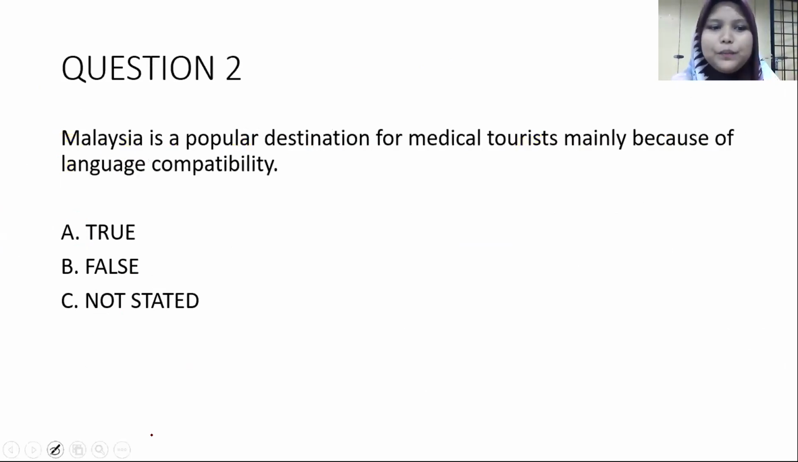Okay, let's take a look. First, you have to read the question carefully. To read the statement carefully: Malaysia is a popular destination for medical tourists mainly because of language compatibility. Repeat, Malaysia is a popular destination for medical tourists mainly because of language compatibility. Okay, let's highlight and also circle the keywords.